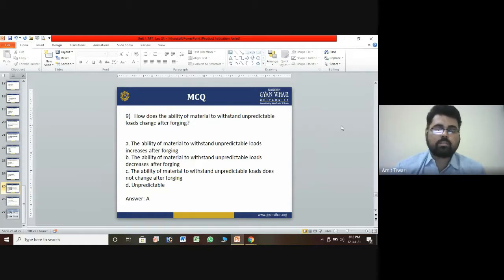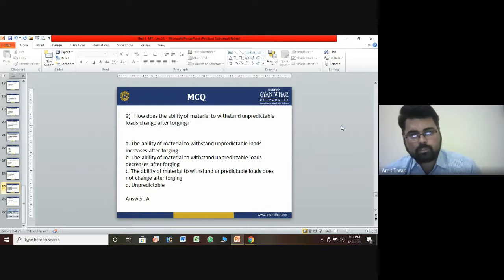Ninth: how does the ability of material to withstand unpredictable load change after forging? The options are A, the ability to withstand unpredictable load increases after forging, B, it decreases after forging, C, it does not change after forging, and D, unpredictable. The correct answer is A. So we can say the ability of material to withstand unpredictable load increases after forging.